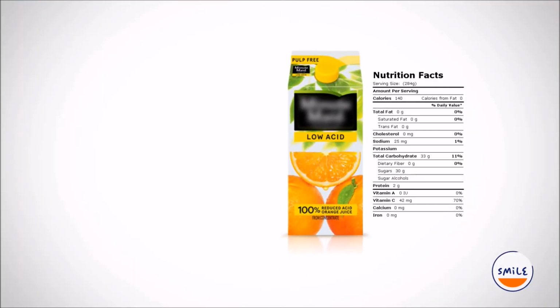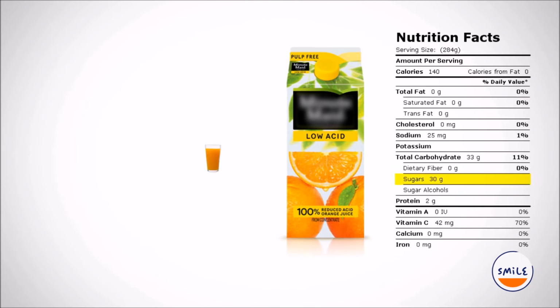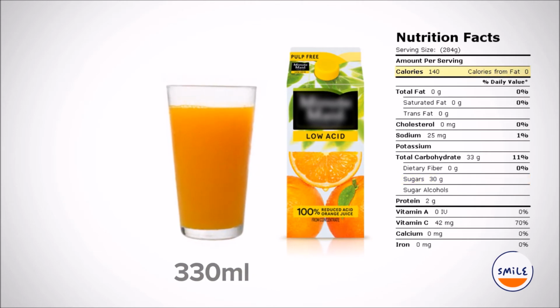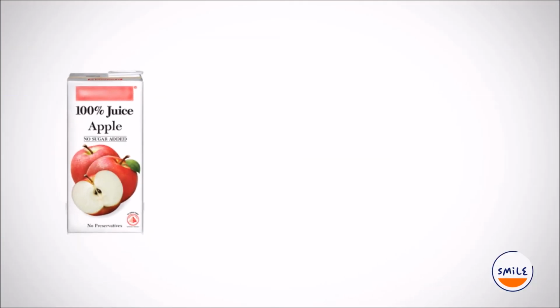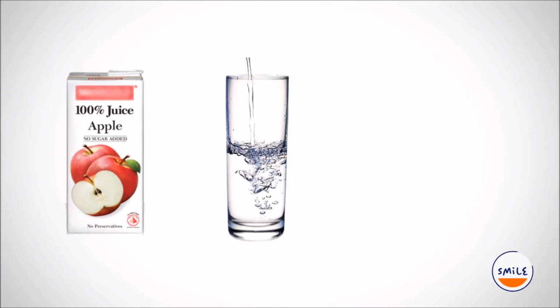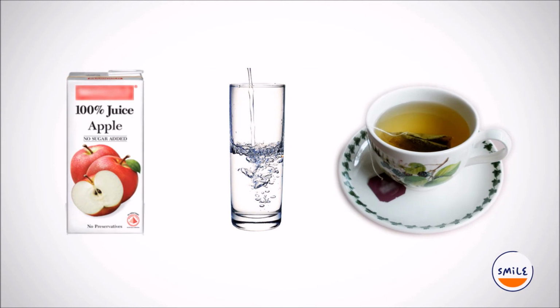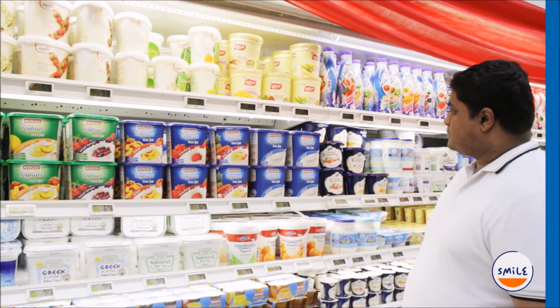Read the nutrition label to find out how much sugar and how many calories juices contain. The amounts may surprise you. If you drink a lot of juice, consider transitioning to water or tea without sugar. Plain water is a great drink because it is refreshing and contains 0 calories.